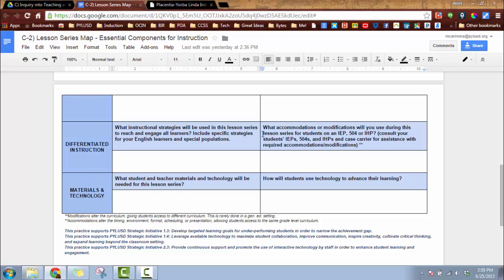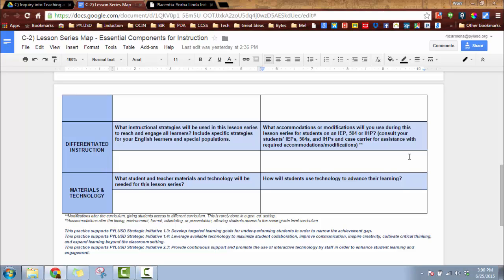And then what accommodations will you use during the lesson series for students on an IEP, a 504, or in rare cases, an IHP, an individualized health plan? I did not say modifications because usually modifications are very specialized. That's when you actually change the curriculum and you're changing the standard for a student. You will know if you have a student on a modified curriculum. You're going to know right away.